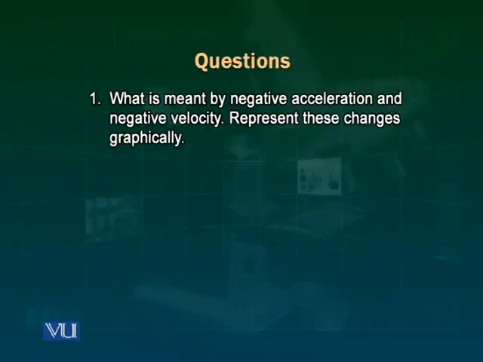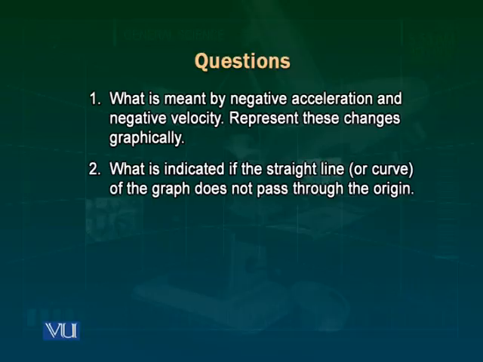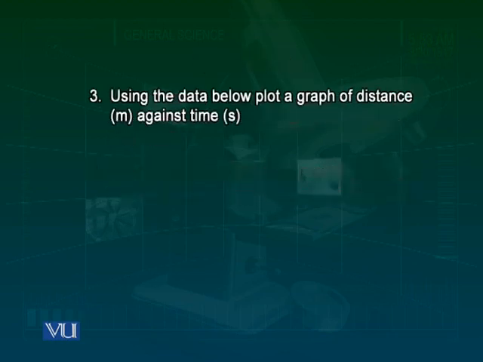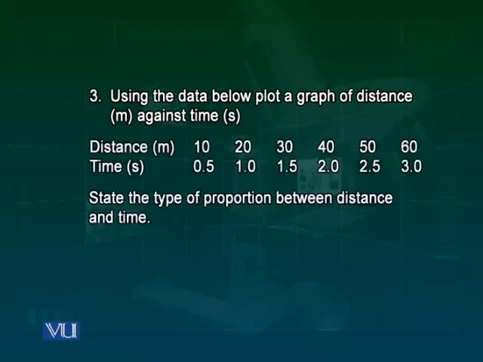The questions which I am posing are: A, what is meant by negative acceleration and negative velocity? And I have to represent these graphically. B, the second question which I am posing to you is: what is indicated if the straight line or curve of a graph does not pass through the origin? And C, I have given you some data which has been collected from an experiment which gives you distances 10 meters, 20 meters, 30, 40, 50, 60, and the time taken to cover the distance. We have to state what is the type of proportion between this data. Now let us look at the 3 questions in detail.